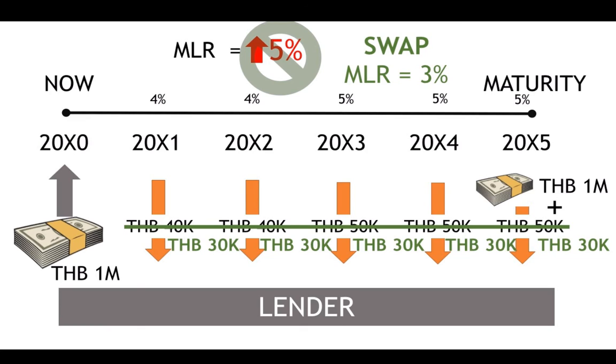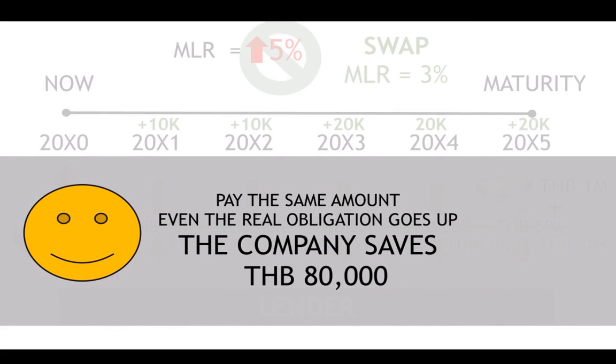Note that the counterparties do not swap their actual interest payment, they simply agree to make payments to one another based on the rise and the fall of the floating interest rate. In this case, as MLR rises, the company saves 80,000 Thai baht.